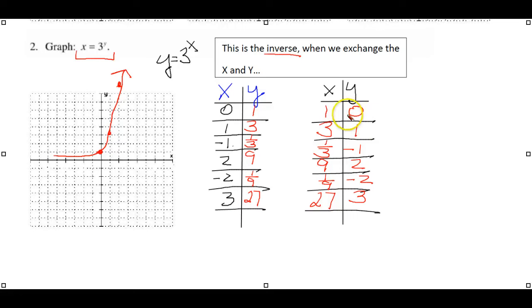And let's plot these now. X is 1, y is 0, so it's right there. If x is 3, 1, 2, 3, y is 1, right there. And let's do the 9 while we're here. If x is 9, which is out here, y is going to be 2.